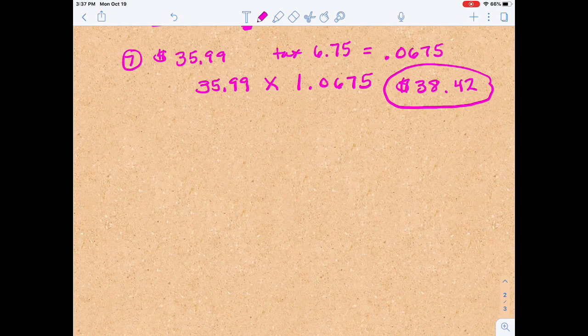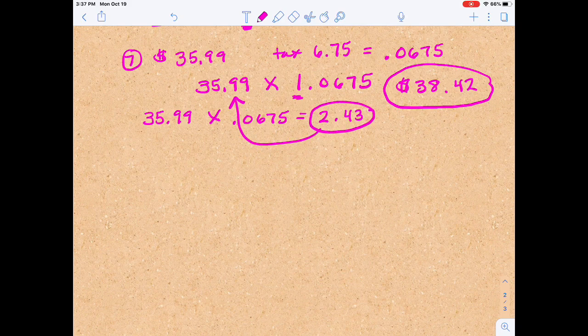Okay, now if you covered your ears and you didn't want to talk about this one, then what you did was you took $35.99 times 0.0675 to get the tax. And that number is $35.99 times 0.0675. The number is $2.429, and I'm rounding that to $2.43. We have to add that onto my original price, and then we will get the same answer right here.